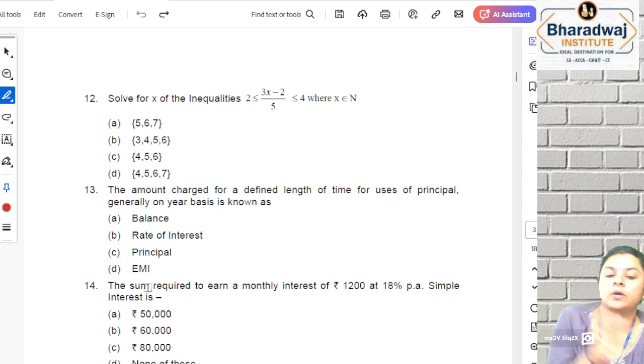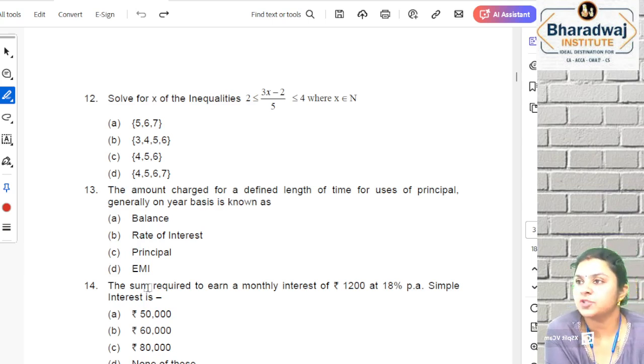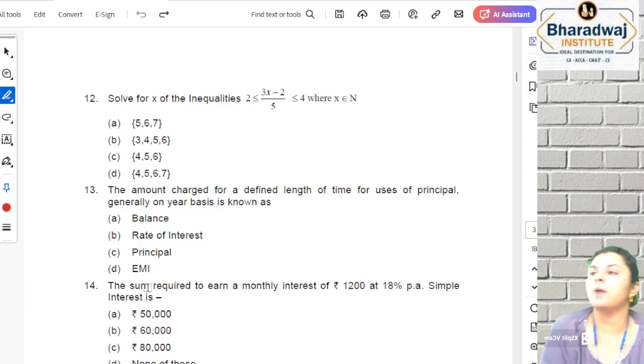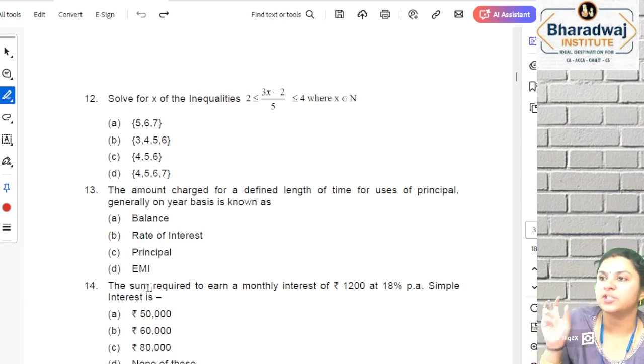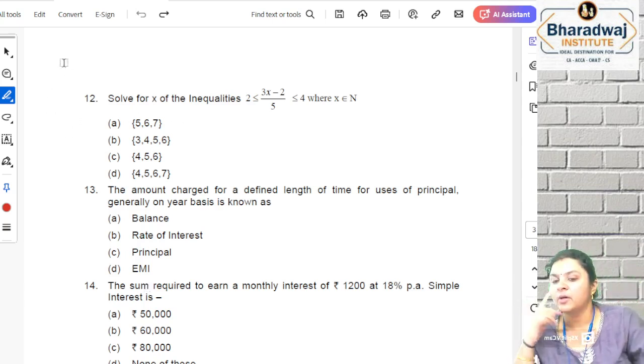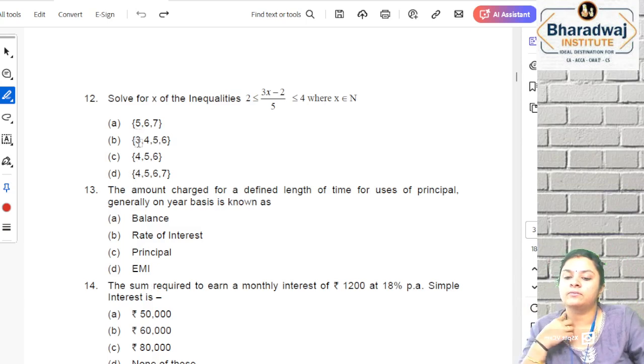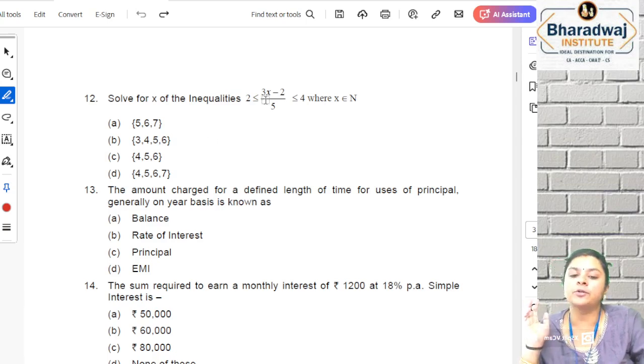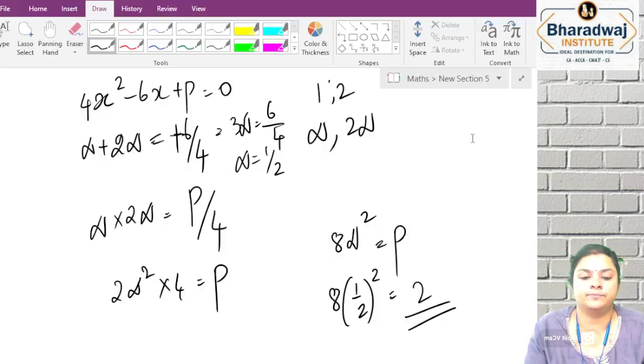Okay. So 2 is less than 3x minus 2 by 5, less than or equal to 4. What you need to do is see which option is satisfying this condition, which means when you do 3x minus 2 by 5, the result should be more than or equal to 2, less than or equal to 4. So it should be between 2 and 4. Now solve 4, 5, 6, 7. We have to check every number. Now 4 into, see, let me do it here separately.